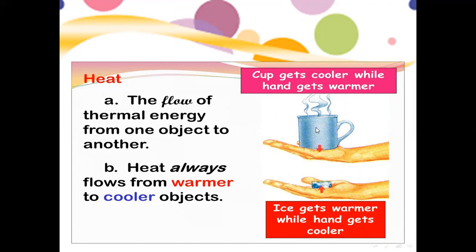Here you see the cup gets cooler after some time while hand gets warmer. So the flow of thermal energy from one object to another. And here you see the ice cube after some time starts melting because ice gets warmer while hand gets cooler. So heat always flows from warmer to cooler object.